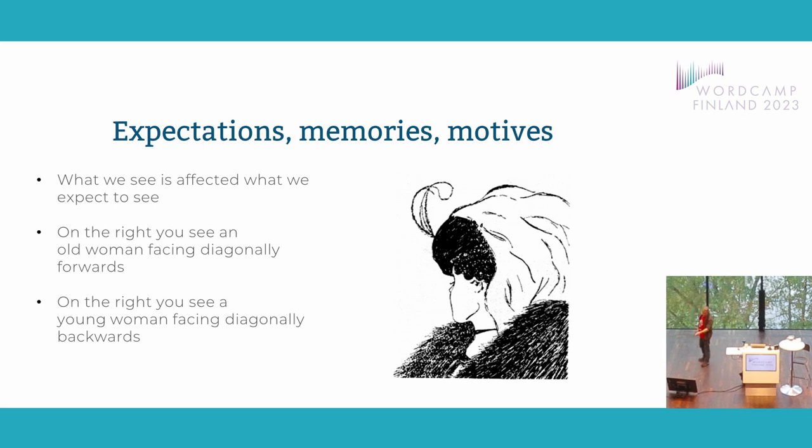And we have all kinds of expectations, memories, motives, and here is what we expect to see. Read the second bullet point. On the right you see an old woman facing diagonally forwards. If you expect to see that, maybe you see that. If you read the third one, on the right you see a young woman facing diagonally backwards, maybe you see that. So this is the top-down, bottom-up process. In top-down, we have expectations, and then we seek information to fill our expectations.